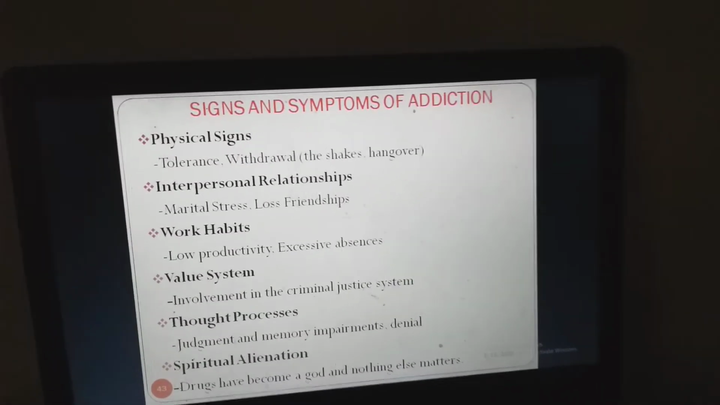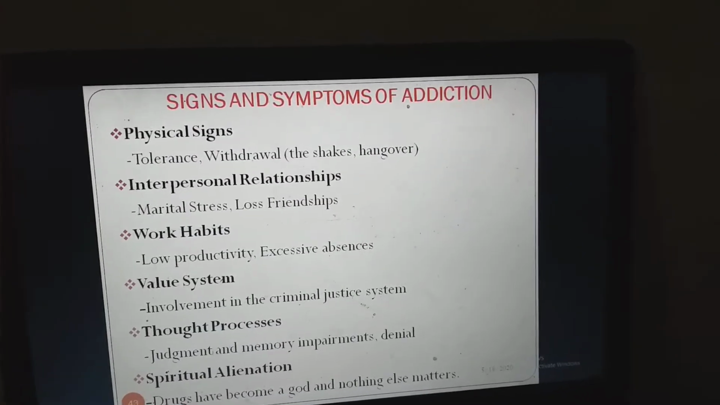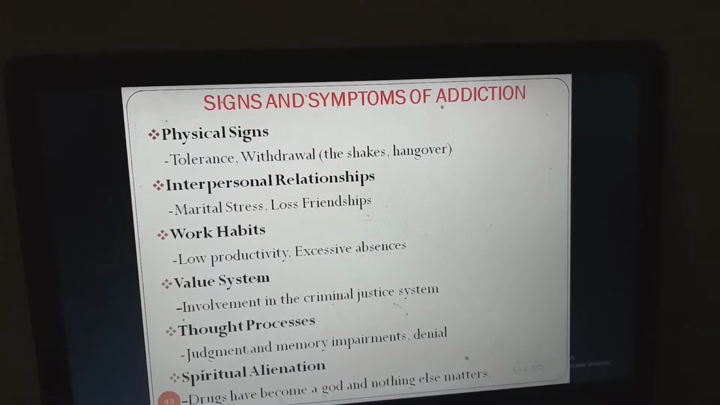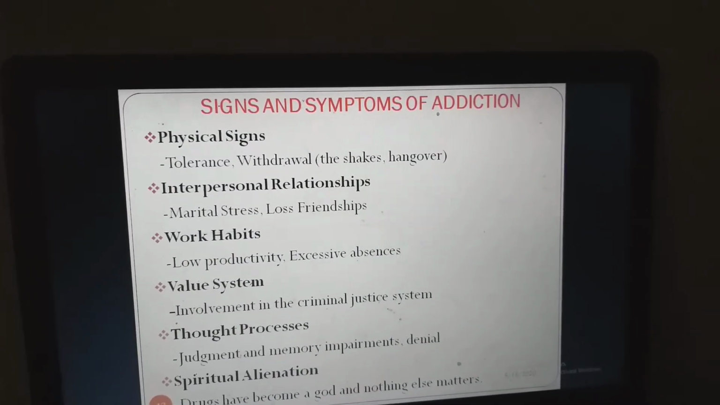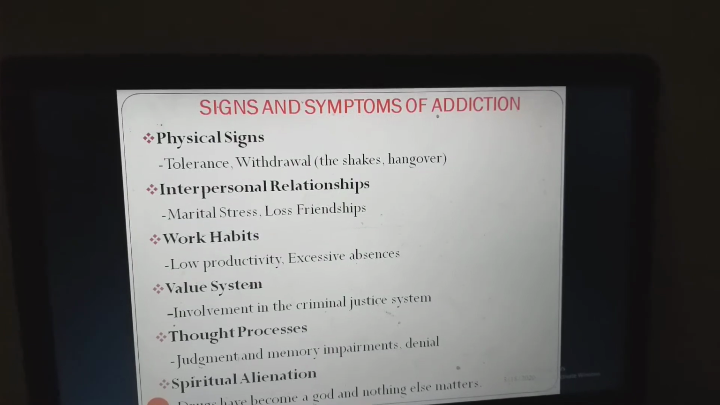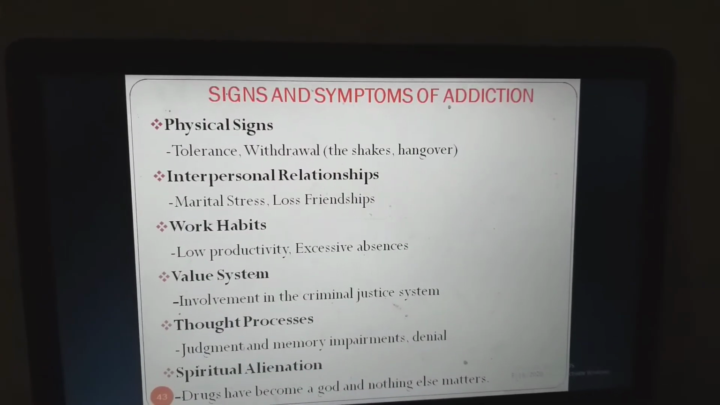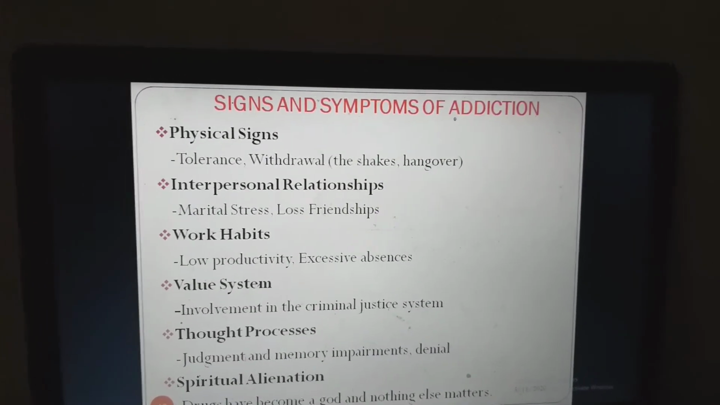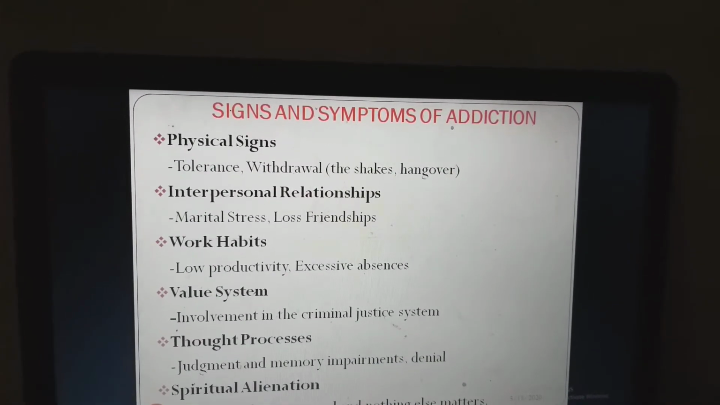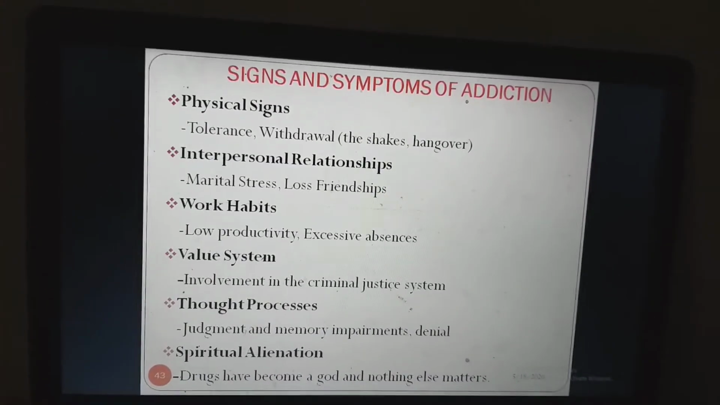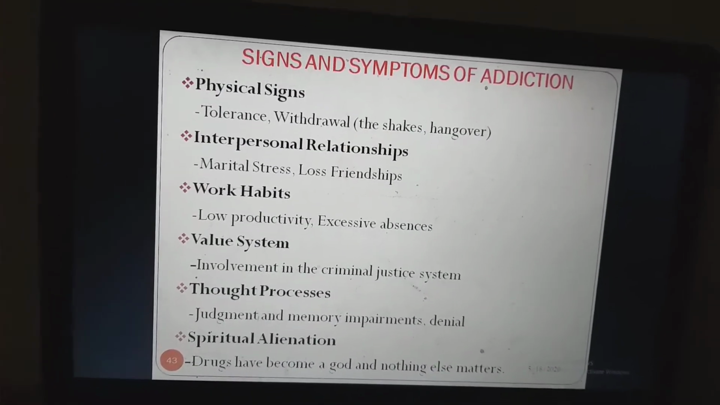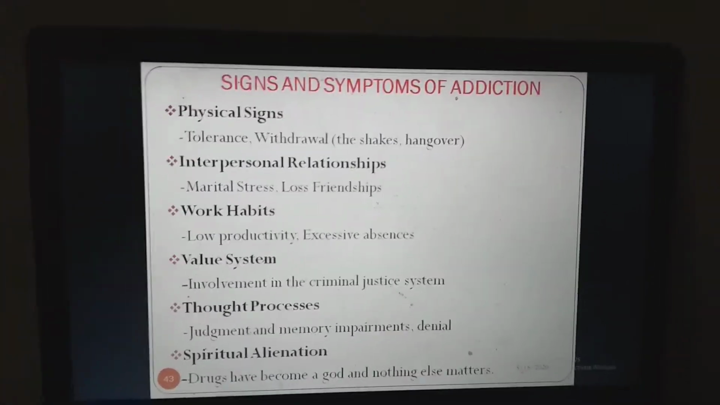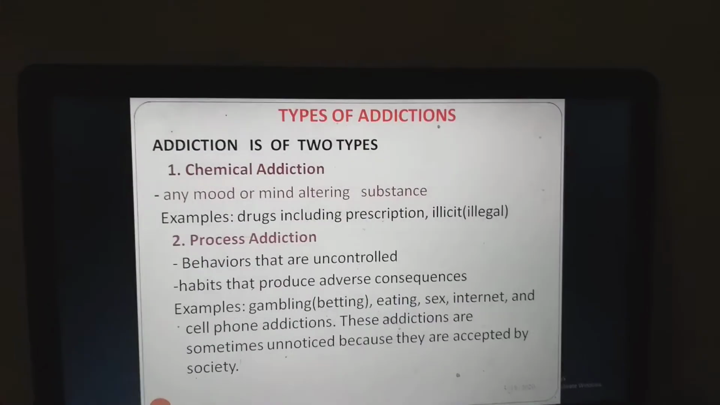Signs and symptoms of addiction. Physical signs: tolerance, withdrawal, shakes or hangover. Interpersonal relationships: marital stress, lost friendship. Work habits: low productivity, excessive absence. Value system: involvement in the criminal justice system. Thought processes: judgment and memory impairments, denial. Spiritual alienation: the drug has become a god and nothing else matters. So these are some of the signs and symptoms.